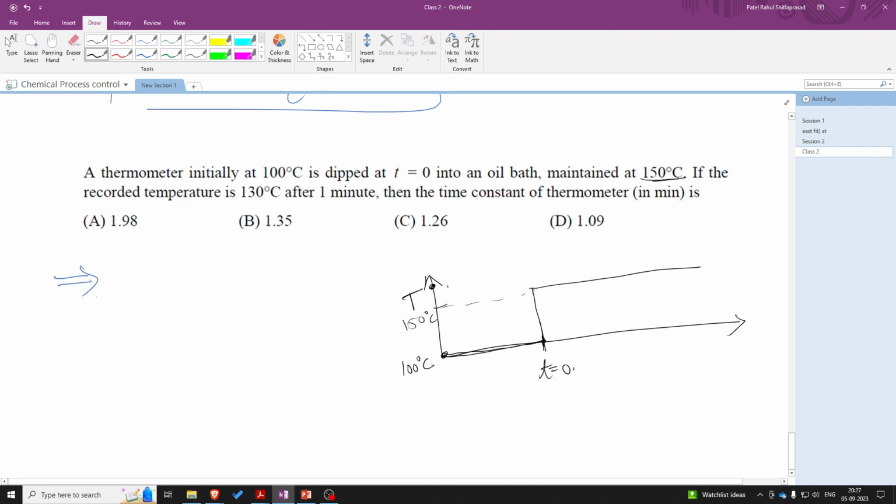So corresponding to this temperature change, initially it was at 100 degrees Celsius. Now we are dipping it into an oil bath of 150 degrees Celsius. So the temperature measured by the thermometer will ultimately be 150 degrees Celsius, but it will follow transient behavior, and the transient behavior of this thermometer is captured by the first order system. So we will treat the thermometer also as a first order system. So what will happen is the temperature recorded by the thermometer will keep on slowly increasing until it reaches this final value of 150 degrees Celsius.